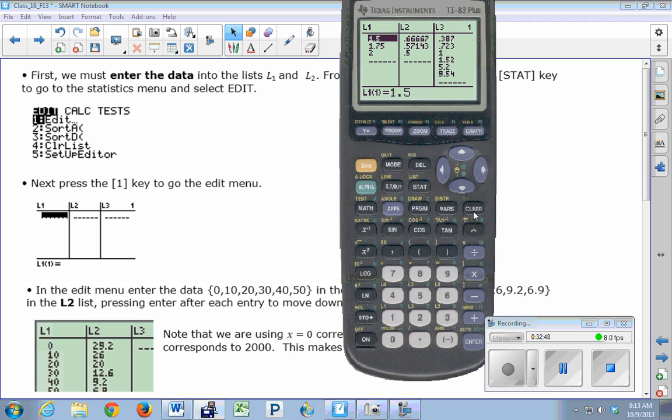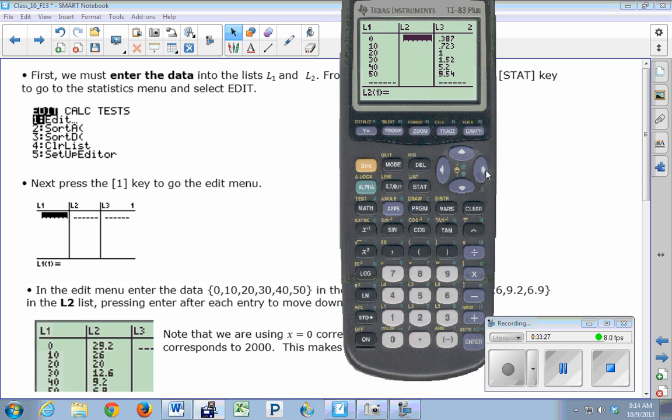I've got to clear out these lists because this is old data here. Then I go up to L2. Don't hit delete, because it will take away your actual L1, L2. You can get it back like I just did, so don't freak out. So what am I going to put in for L1? 0, 10, 20, 30, 40, 50. You just enter it like you normally would: 0, enter, 10, enter, 20, enter, 30, enter, 40, enter, and 50. We're using the years since 1950, and then I'm going to cursor over with my right cursor.